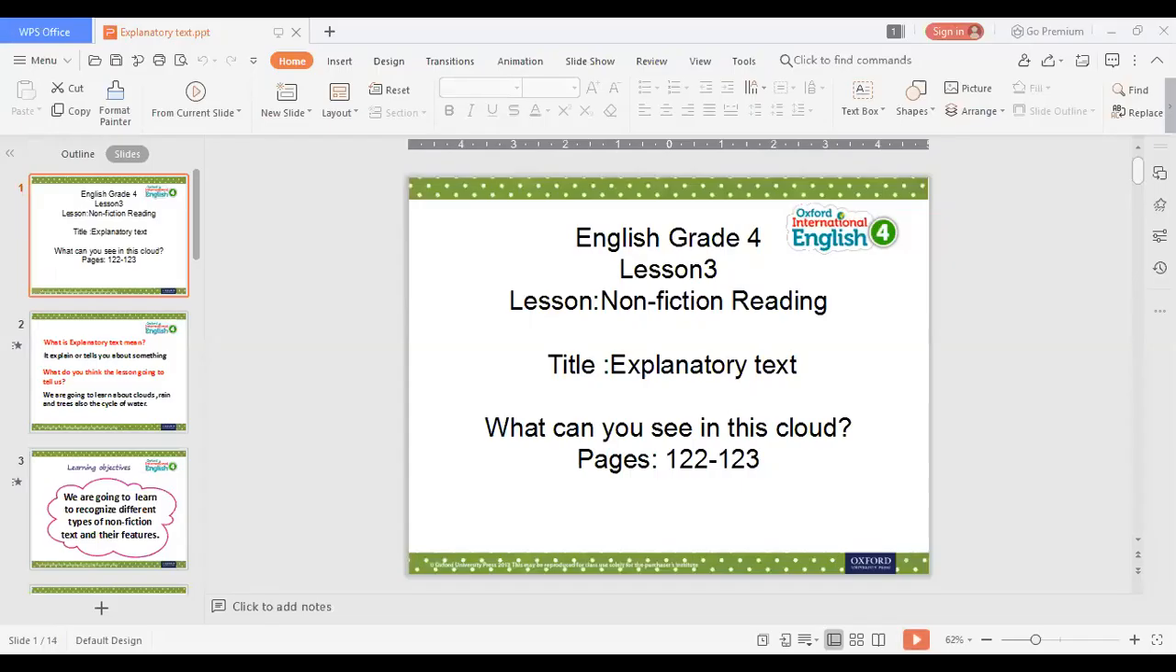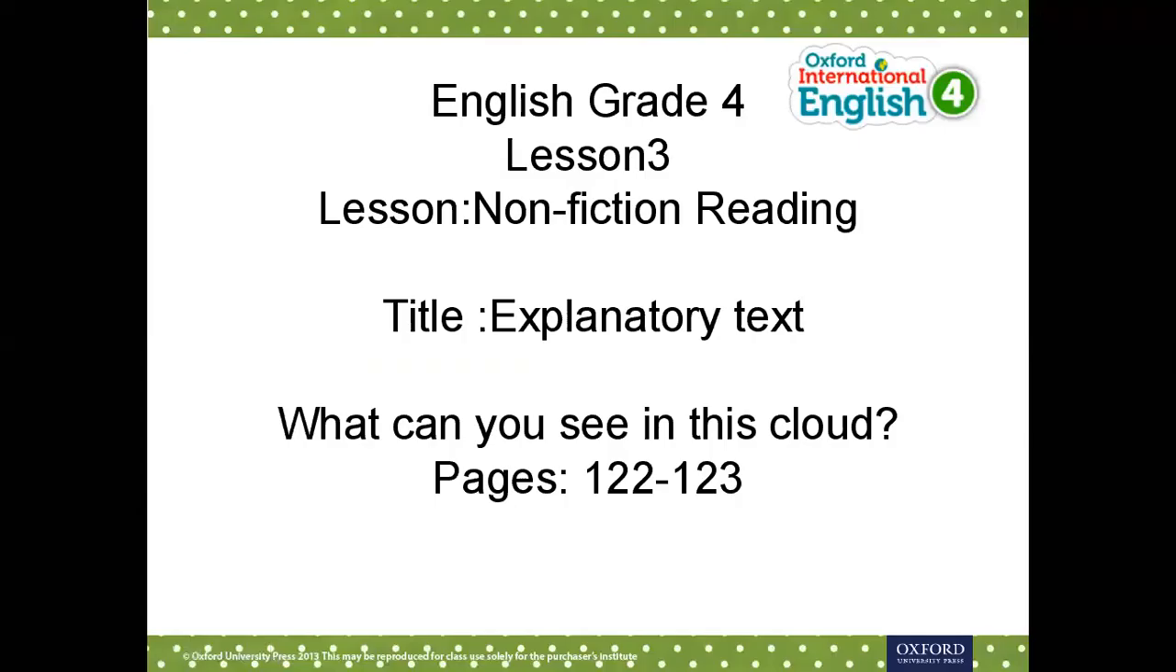Today's lesson. Did you all open your book, page 122, 123? Let's start. Today's lesson is non-fiction reading, lesson 3 in unit 8. Title is explanatory text. What can you see in this cloud?